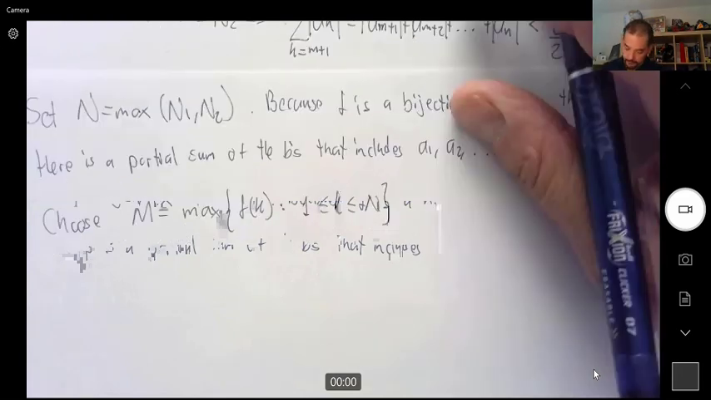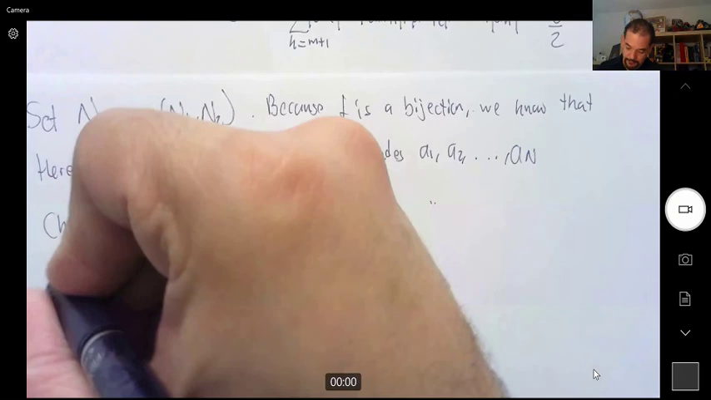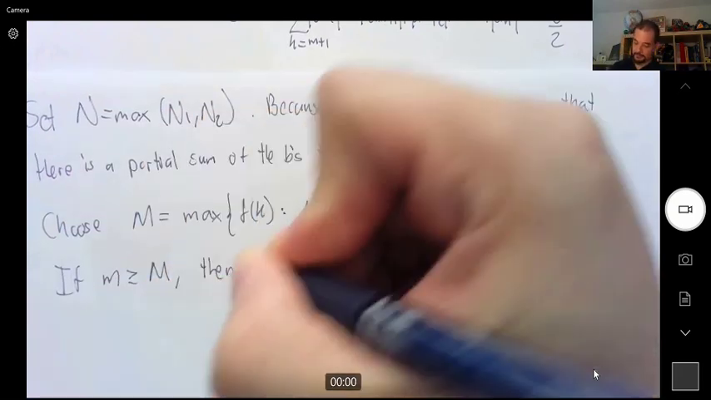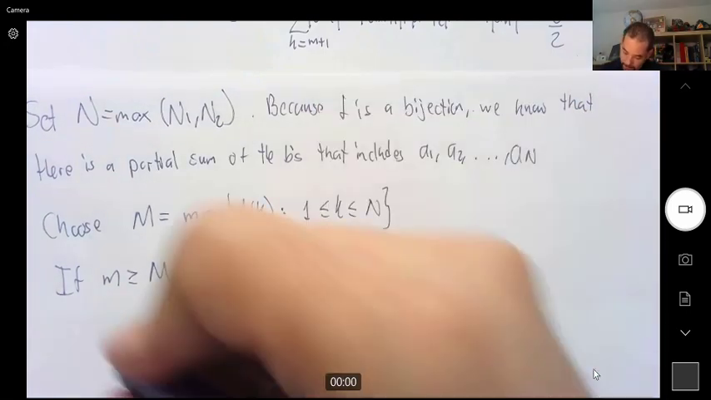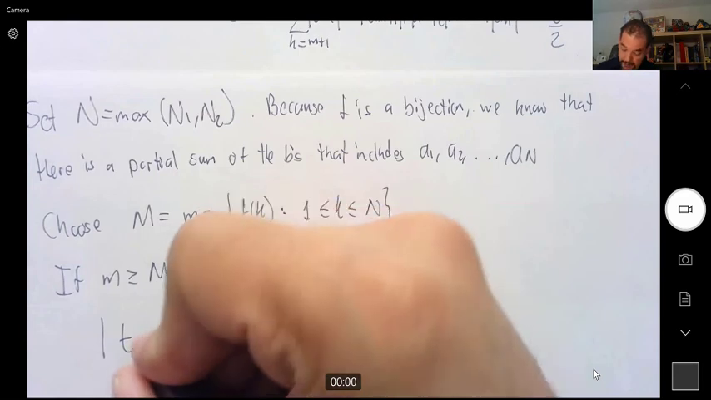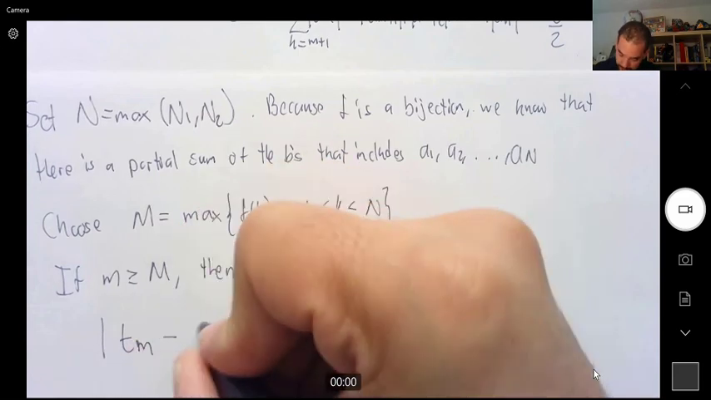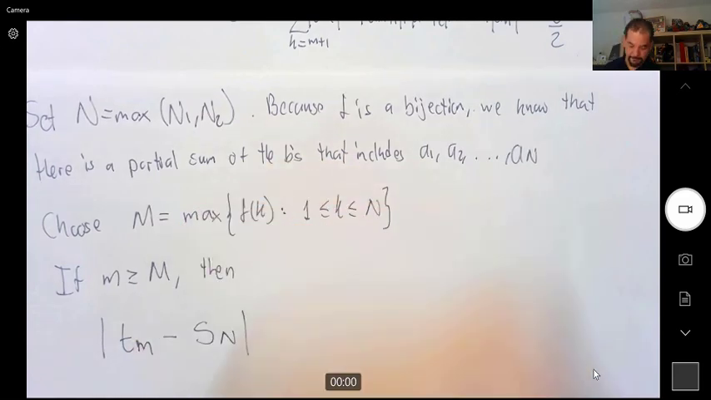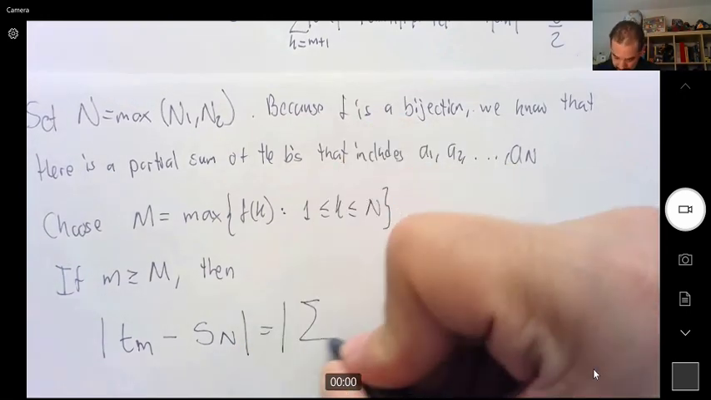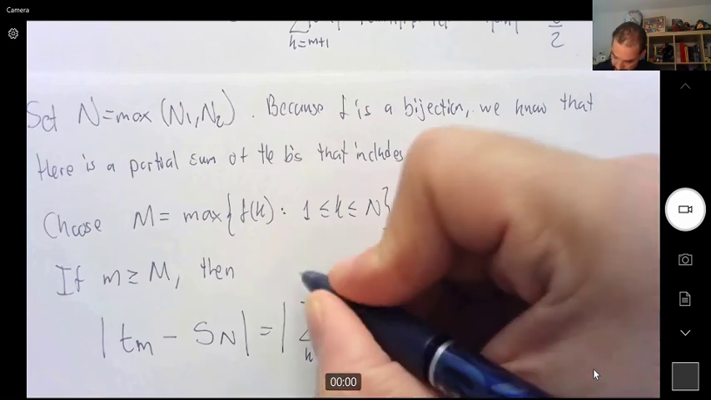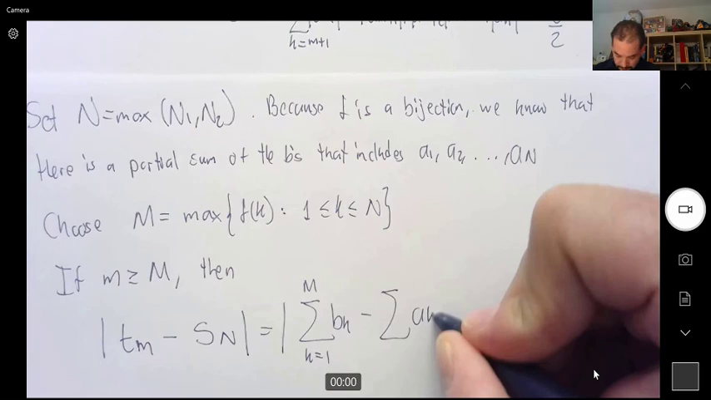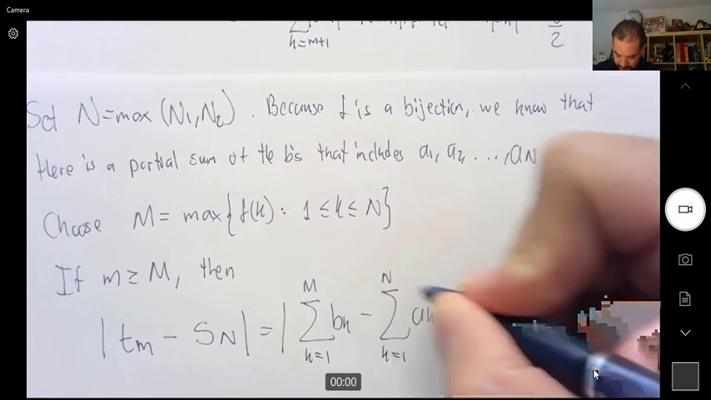5 minutes to go. So here's what happens. If little m is bigger than capital M, if you pick something even bigger, here's what I want to compare. I want to compare the partial sum Tm, that's the B's, minus the partial sum S sub capital N. Right? Let's write it down. What is this? Well, this is the B's from 1 to capital M. And these are the A's from 1 to capital N.